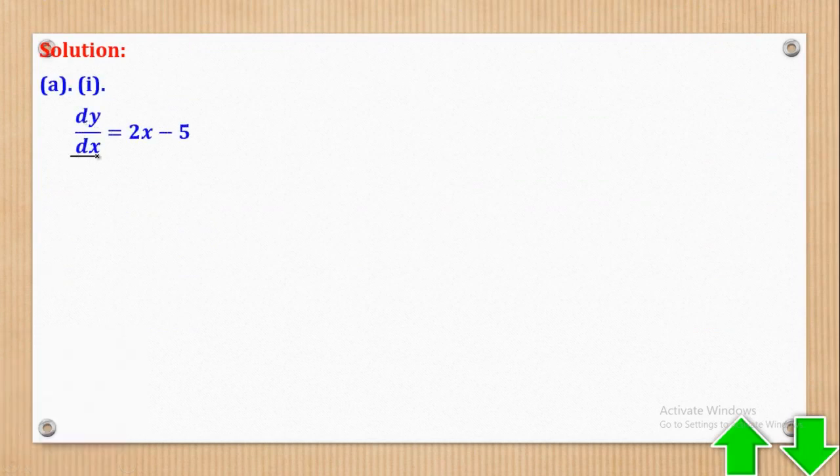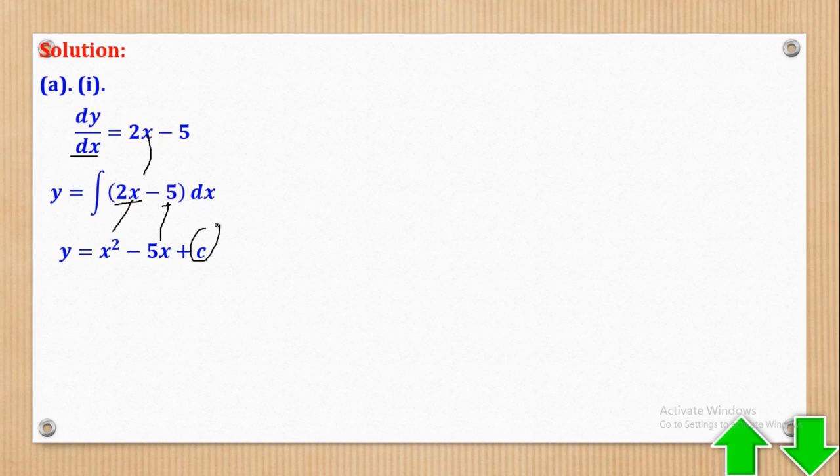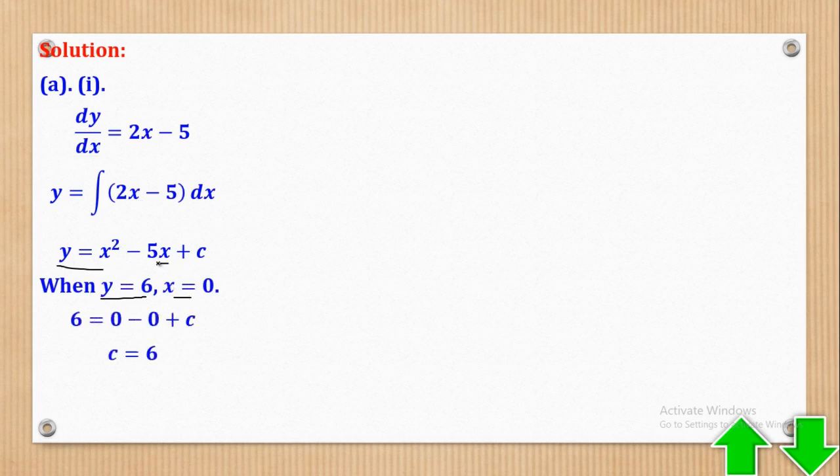So you are given the gradient function. To get to y, you have to integrate. So when I integrate this, 2x gives you x squared and 5 gives you 5x. Then after that, remember to add the constant of integration. Then remember that we are told that when y is 6, x is 0. So I'll substitute for y and for x. Therefore c will be 6. And therefore I substitute for c in this equation to get the required equation. So that was Roman 1.